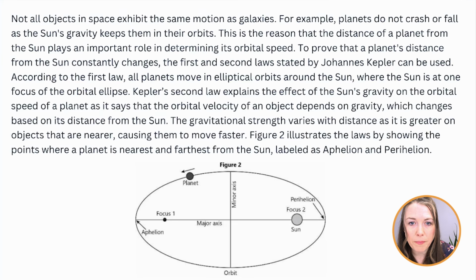So if we look back right in here, it says Kepler's second law explains the effect of the sun's gravity on the orbital speed of a planet, as it says that the orbital velocity of an object depends on gravity, which changes based on its distance from the sun, right? So whether it's closer to the sun or farther from the sun, it is going to change. The gravitational strength varies with the distance as it is greater on objects that are nearer, causing them to move faster. So right here is the answer, right? Objects that are nearer, causing them to move faster.